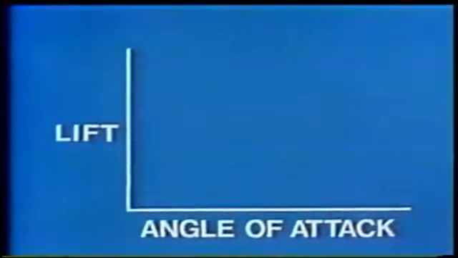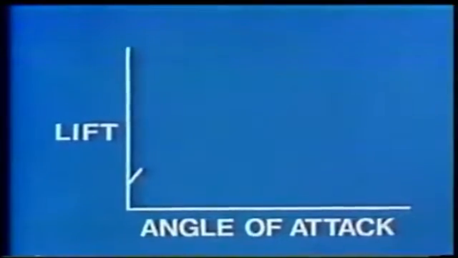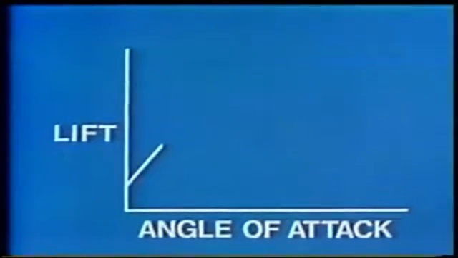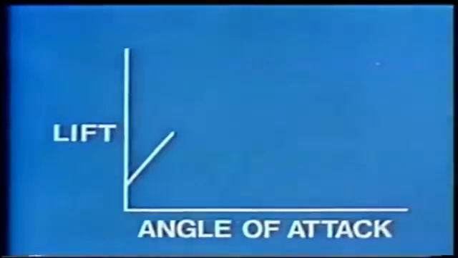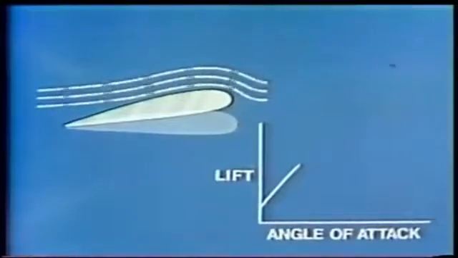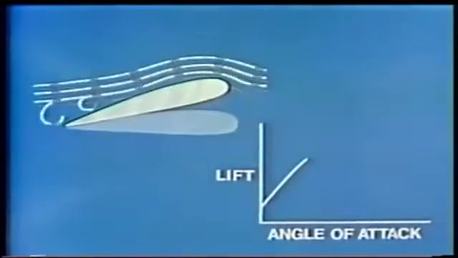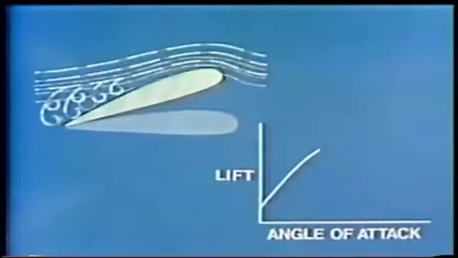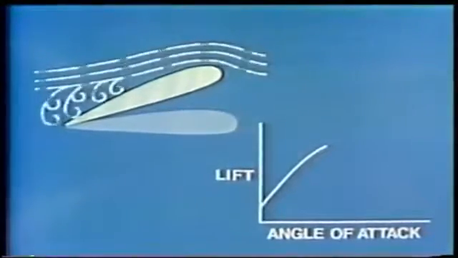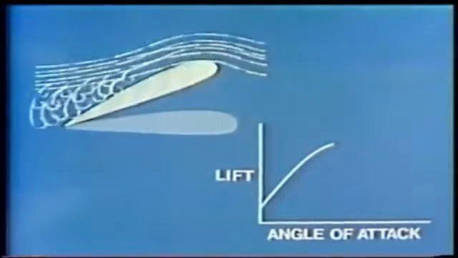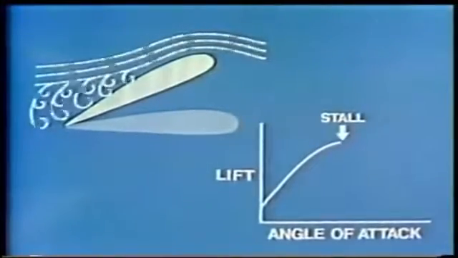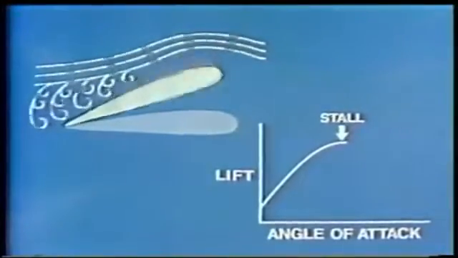Let's look at lift. As angle of attack increases, lift also increases. When angle of attack reaches a certain point, the airflow begins to separate from the wing. As angle of attack continues to increase, lift is still generated, but the airflow cannot follow the curvature of the wing. The stall occurs at the point of maximum lift.